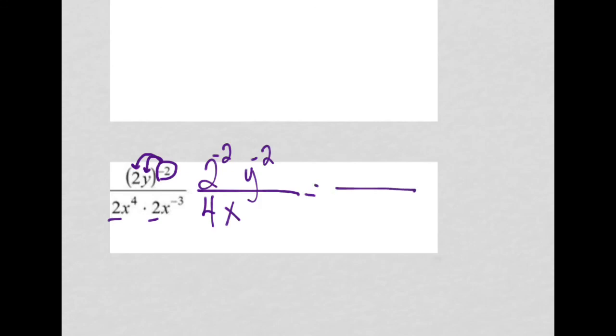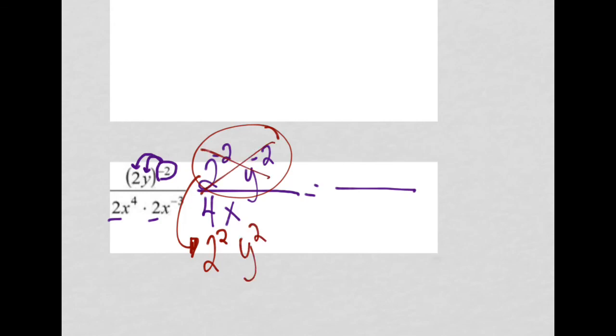And now it's time to figure out what we do with our negative exponents. What do we do with them? We take all of this to the bottom and remove the negative. So 2 to the -2 becomes 2 squared. Y to the -2 becomes y squared. So those are gone. What do I have left in the top? Nothing. So I put a 1.